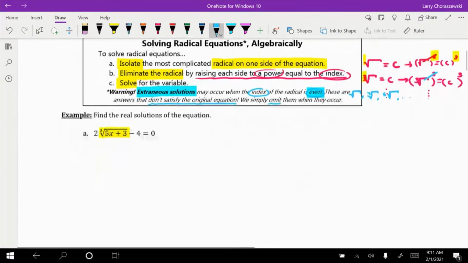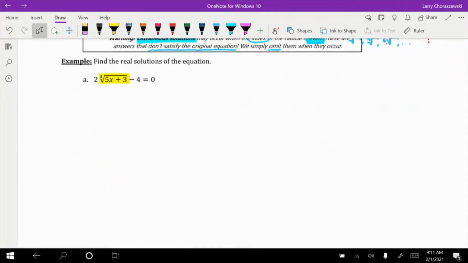So with that, let's get to solving our first radical equation. Here we have 2 times the cube root of 5x plus 3 minus 4 equals 0. According to part A of the step-by-step process up there, we want to isolate the cube root expression. Currently it's got a couple of things happening, multiplication by 2 and subtraction by 4. What you want to do is get rid of the 4 first by moving it over to the other side.